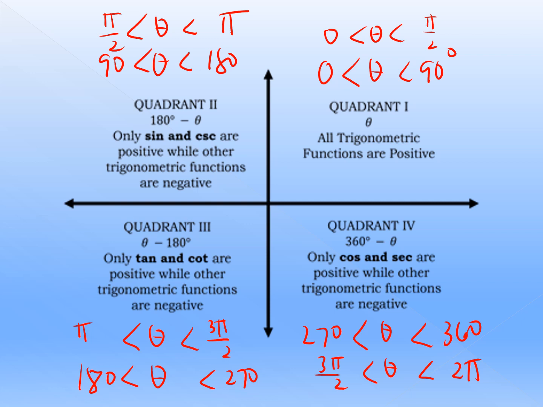Again, take note of the following. In finding the reference angle, if it is in quadrant 1, just copy the angle measure. But if it is in quadrant 2, we use 180 degrees minus theta. If it is in quadrant 3, we use theta minus 180 degrees. And if it is in quadrant 4, we use 360 degrees minus theta.